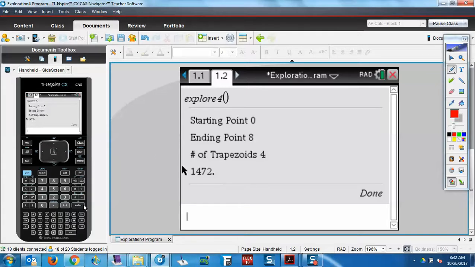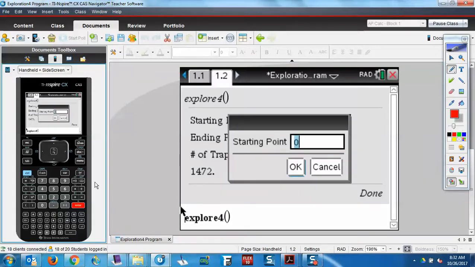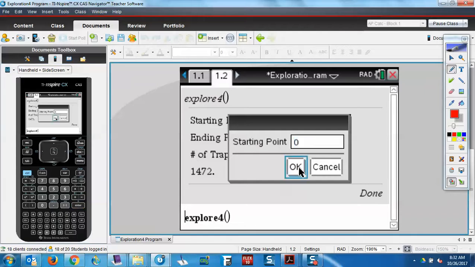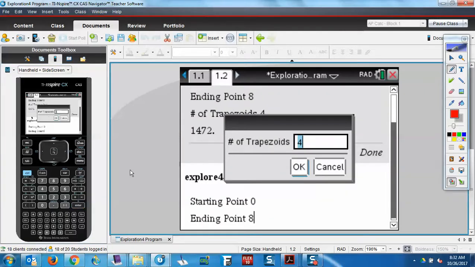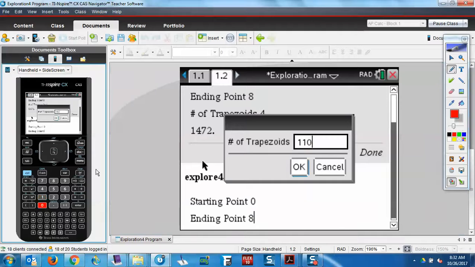Okay. Now, if we just hit enter, remember on a calculator screen, whenever you hit enter, it just reruns the last thing you did. So if we hit enter, it's just going to rerun the last thing we did, which was explore 4. So it'll run it again. So we can go 0, and there's 8. And this time let's do, say, 10 traps.